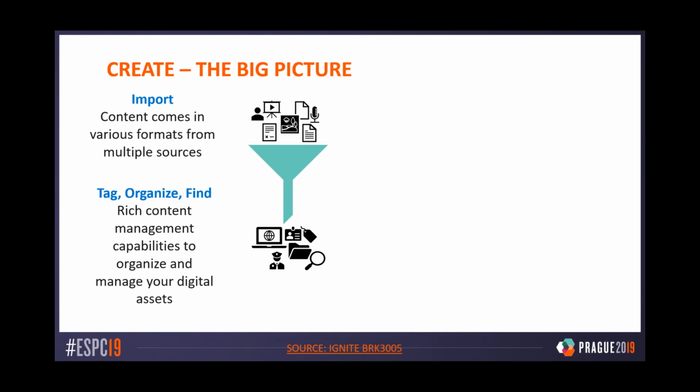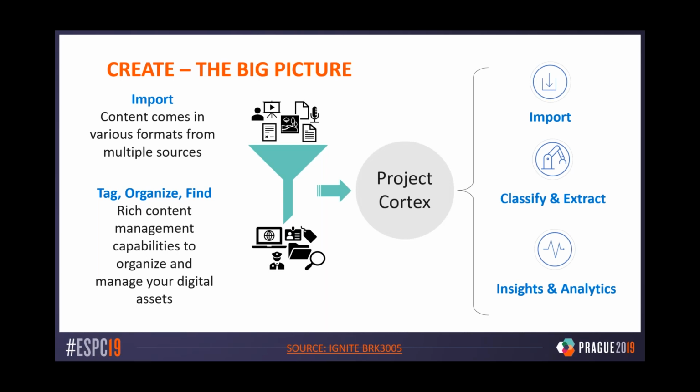Well, that's how the picture really is today. But then in the future with Project Cortex, we'll be able to do these same steps, but really at a more automated level. So when we import our content, we'll be able to use AI and machine learning to better classify and extract metadata and context about the document without the end user having to take any actions.